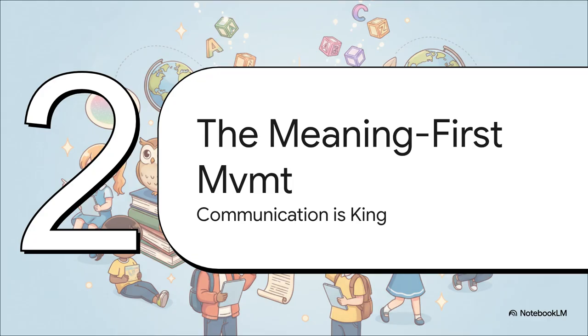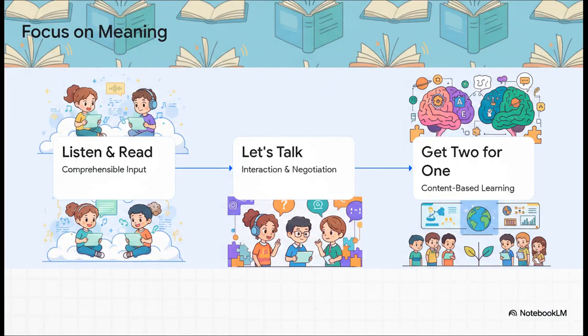So, if the accuracy first approach had some serious problems, what was the alternative? Well, as often happens, the pendulum swung completely the other way. A whole new movement popped up with a simple, really powerful idea. Forget perfection, just communicate. All of a sudden, meaning was king. Now, this whole meaning-first movement isn't just one single method. It's more like a family of really exciting approaches. We're going to look at 3 of the biggest ones.